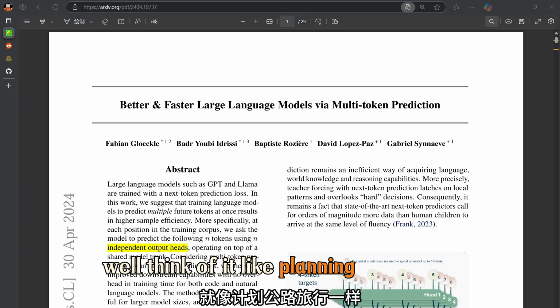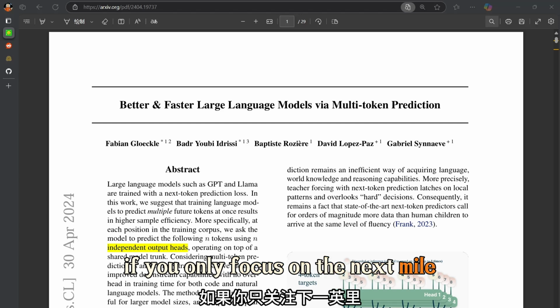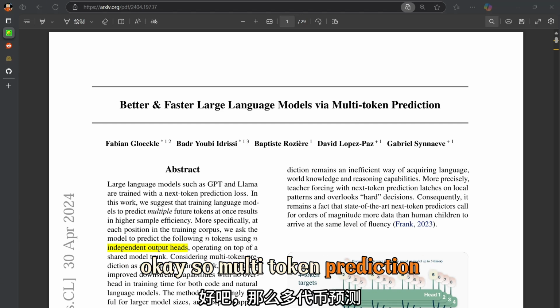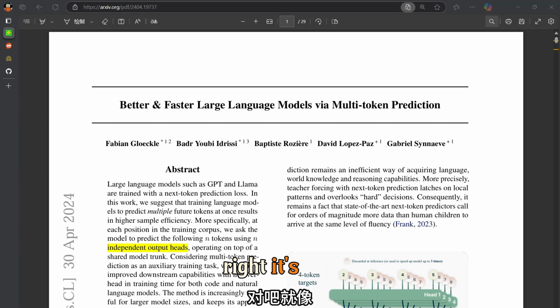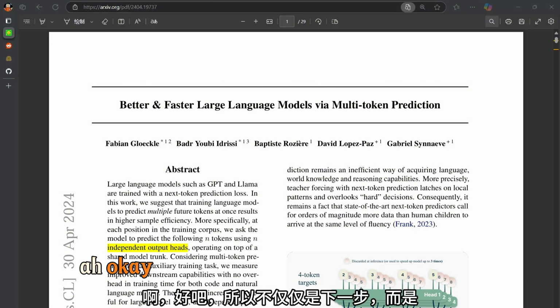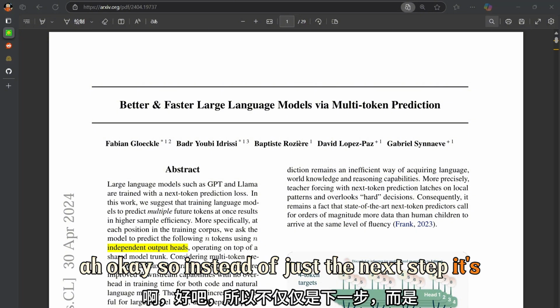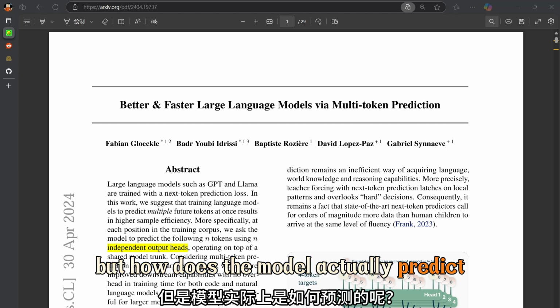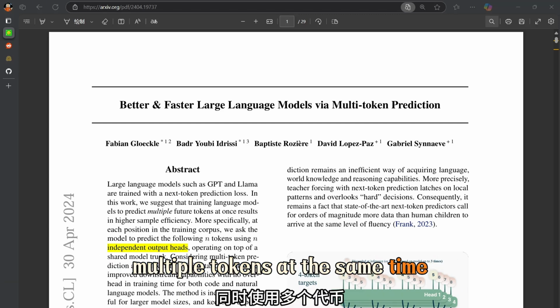Well, think of it like planning a road trip. If you only focus on the next mile, you might miss a crucial turn. Okay, so multi-token prediction isn't just about the next step. Right. It's like looking ahead at the whole route, making the model more strategic. So instead of just the next step, it's considering the entire journey. That makes sense. But how does the model actually predict multiple tokens at the same time? That's what we're talking about.